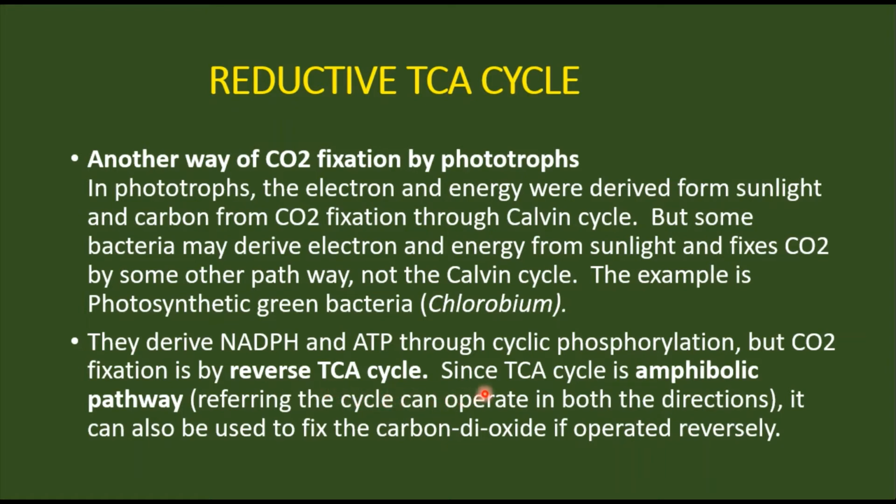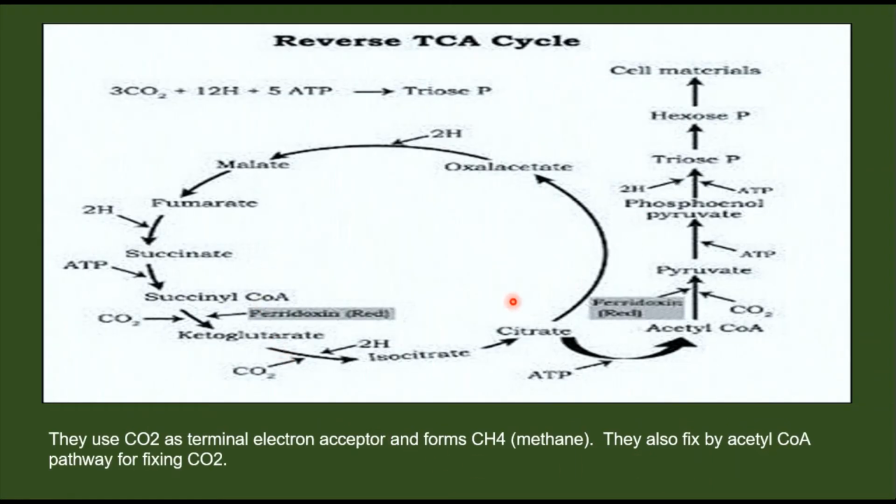As we know, the TCA cycle is an amphibolic pathway, that means it can occur in both directions, in the forward direction and in the backward direction. That's why we call it an amphibolic pathway. So it can also be used to fix carbon dioxide if operated reversely. So this is what we have to remember here. Let's see the diagram or the flowchart, then you'll get a clear idea of this reverse TCA cycle.